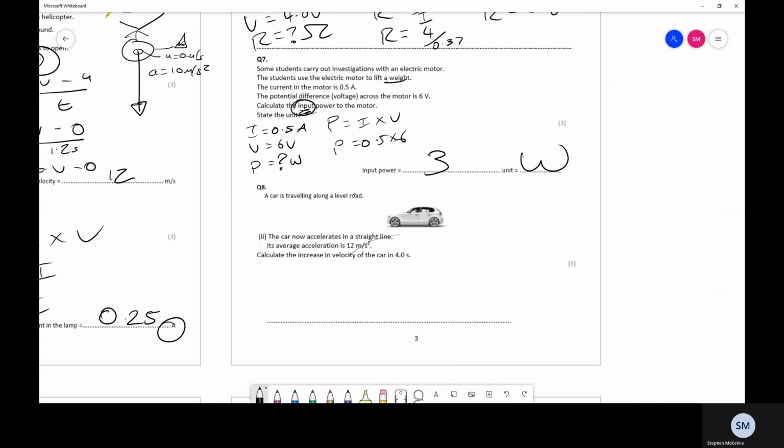The car is traveling along a level road. The car now accelerates in a straight line. Acceleration is equal to, I don't know how many meters per second squared, but it's been mentioned. Its average acceleration is 12 meters per second squared.